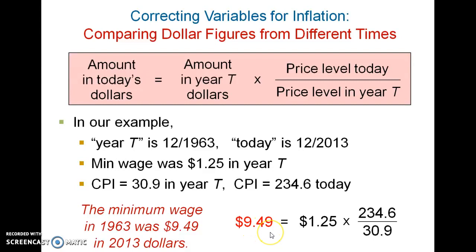So in this scenario, now you can draw a meaningful conclusion. You would say that the purchasing power of minimum wage in 1963 was actually greater than the purchasing power of minimum wage in 2013, which in reality was $7.25. So now you're comparing apples to apples. They're in the same terms. Everything's in 2013 dollars.